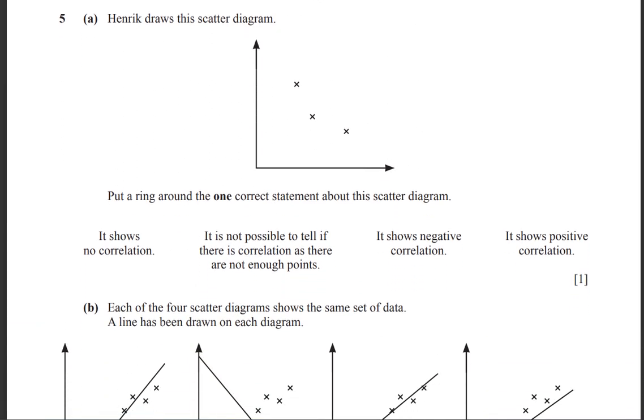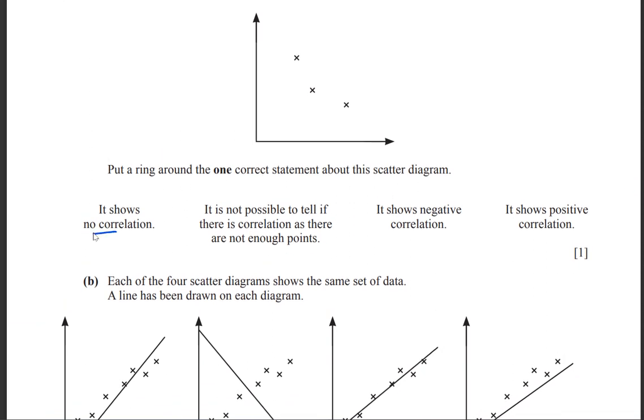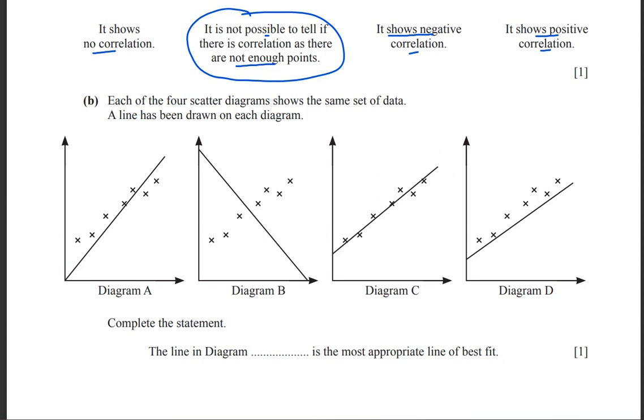Henrik draws this scatter diagram and then he's telling me to put a ring around one of the correct statements. Okay, let's read them. It shows no correlation. It's not possible to tell if there is correlation as there are not enough points. It shows negative correlation. It shows positive correlation. Look here, there are only 3 points. With 3 points, you cannot decide what kind of correlation. So it is not possible to tell if there is correlation and there are not enough points.